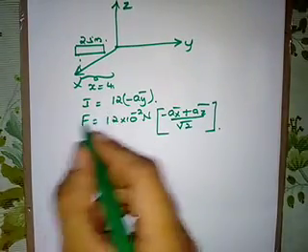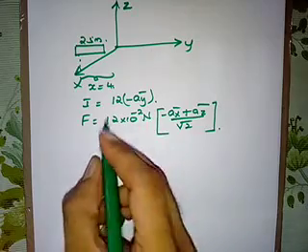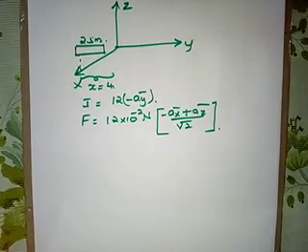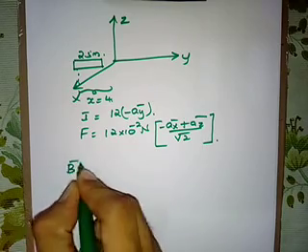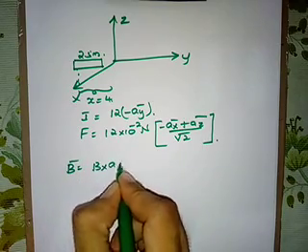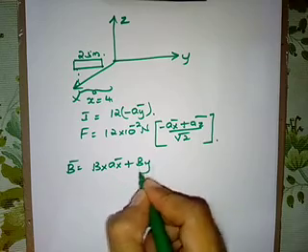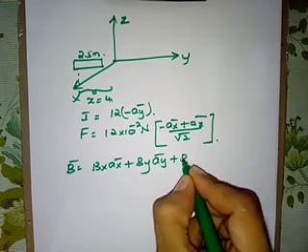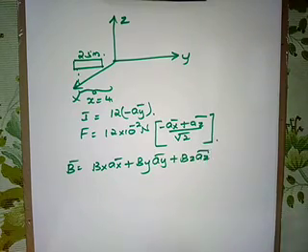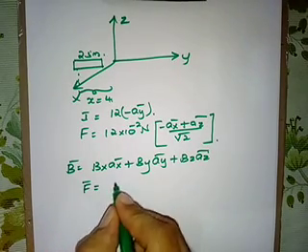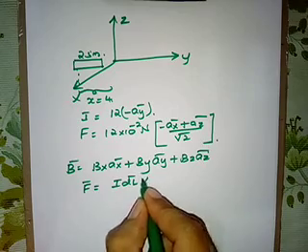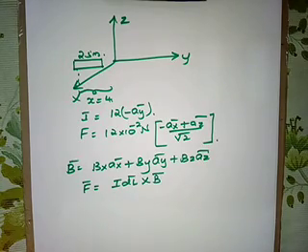According to the region they have mentioned, we have to consider all three coordinates x, y and z. Based on that, we can write B bar equals B_x a_x bar plus B_y a_y bar plus B_z a_z bar. The force exerted on the conductor is given by F bar equals I dl bar cross B bar.